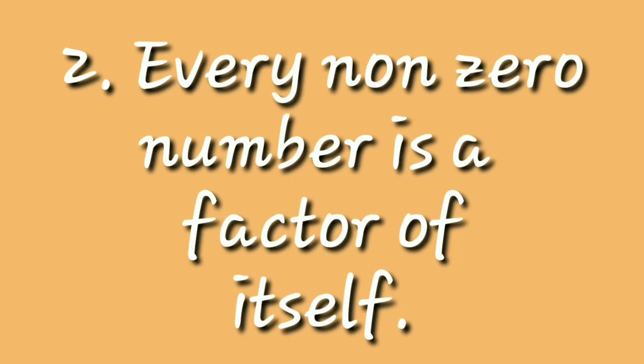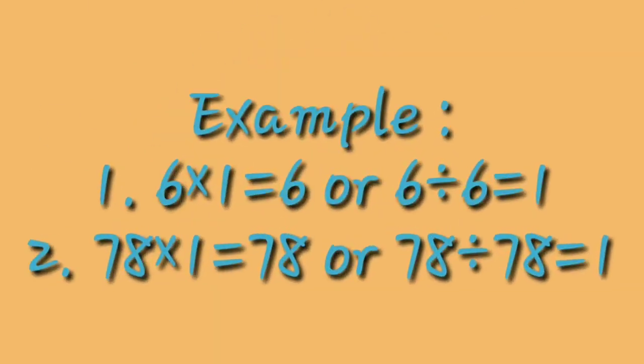It means that while determining the factors either by multiplication or by division, we found that the factor of a non-zero number comes out to be itself also. Likewise, if we multiply 6 with 1, we get the factors as 1 and 6, that is, 6 is the number itself. Or if we divide any number by 6, we get the factors as 6 and 1. Similarly, 78 into 1 is equal to 78 and 78 divided by 78 is equal to 1. It means that 78 here is one of the factors of its number.